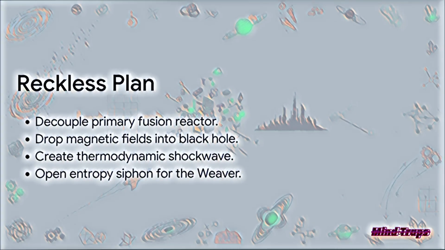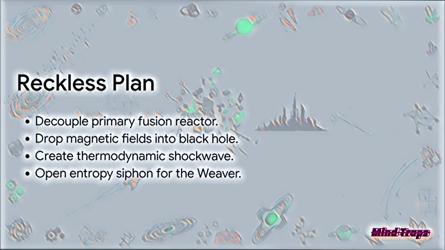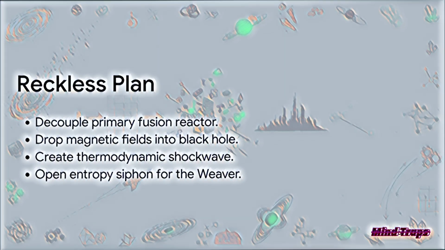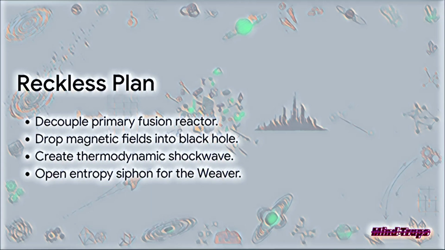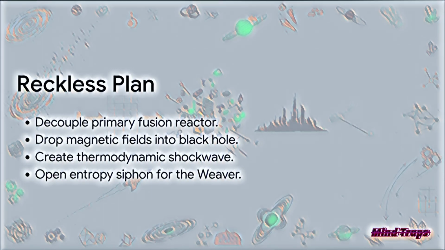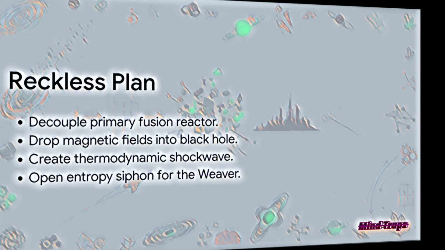Her theory is that throwing this massive, highly ordered magnetic state onto the chaotic quantum horizon will create a localized thermodynamic shockwave. For just a fraction of a millisecond, it should open a thermodynamic siphon, basically a temporary leak of raw entropy for the Weaver to drink from.